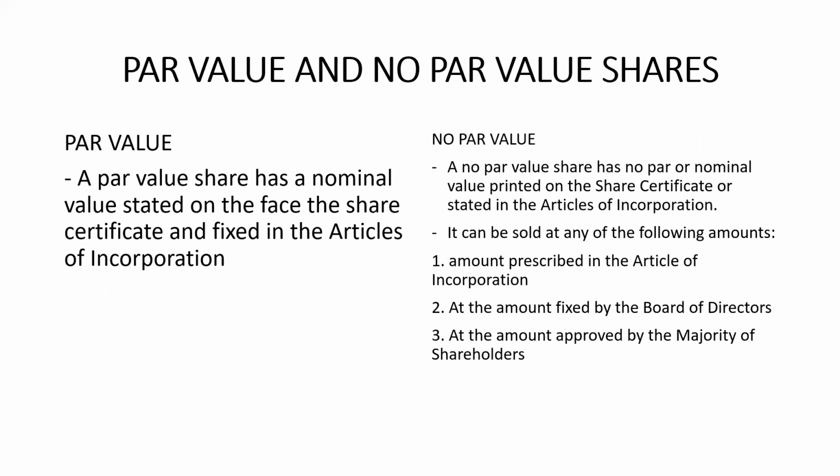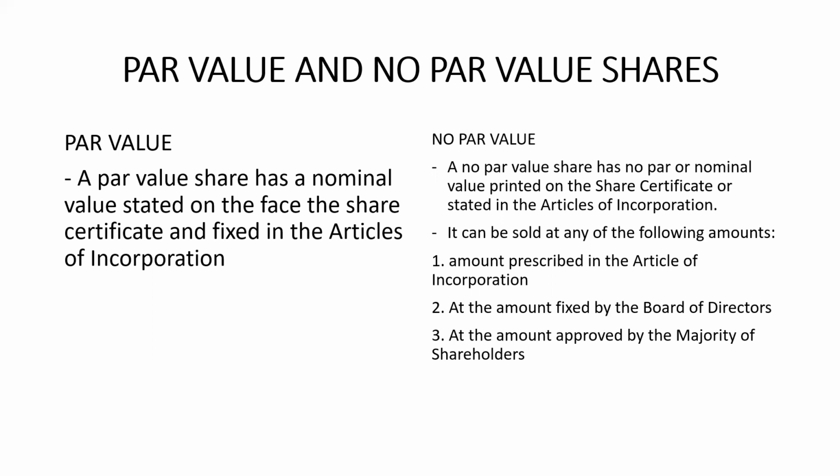And then we have what you call par value and no par value shares. I have mentioned this in the previous chapter. When you say par value share, it has a nominal value stated on the face or the certificate of the share, and it is fixed in the articles of incorporation. So it means if it is a par value, the amount per share is written in the articles of incorporation. In case of no par value, it has no par or nominal value printed on the share certificate or stated in the articles of incorporation.